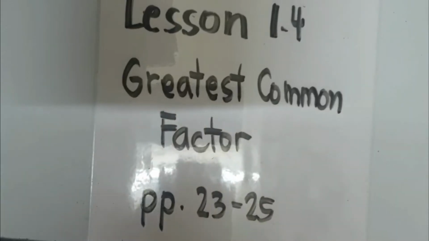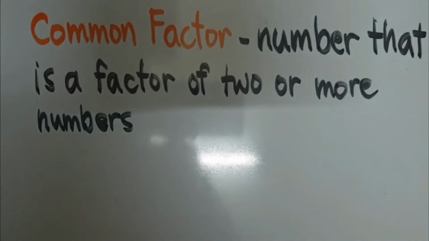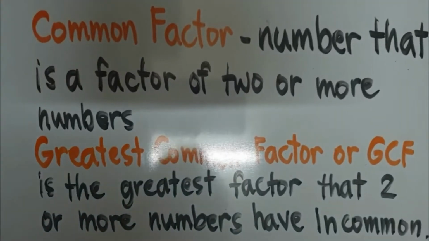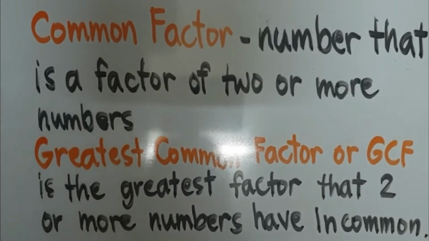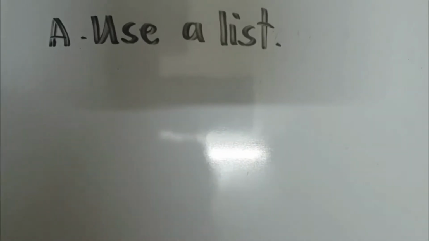Lesson 1.4, Greatest Common Factor. A common factor is a number that is a factor of two or more numbers. And the greatest common factor, or GCF, is the greatest factor that two or more numbers have in common. There are also different methods that can be used to find the greatest common factor of numbers. And one of those is by using a list.